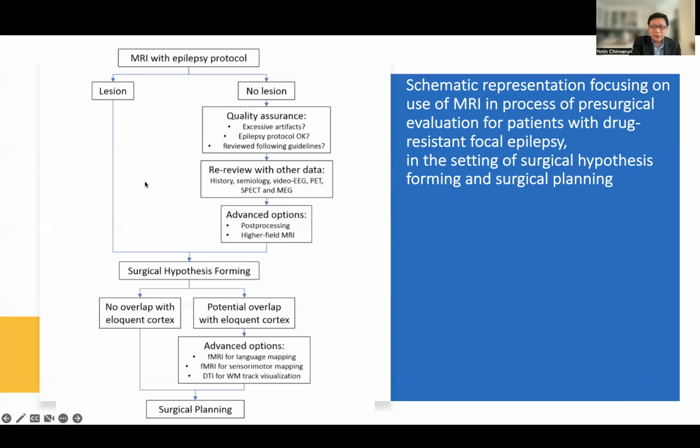If the patient has a lesion, then you can go on to form the surgical hypothesis, and also assess the eloquent area to see whether you can do the surgery. If there's no overlap with the eloquent cortex, you can go straight to surgical planning. But if the lesion potentially overlaps with the eloquent cortex, you need another advanced imaging to assess the functional area before the resection, for example, an fMRI scan or maybe DTI to assess the functional cortex.